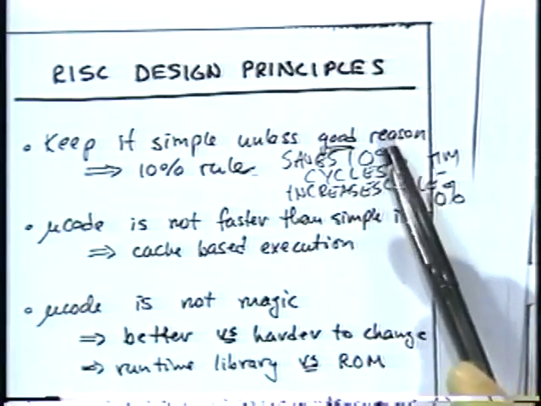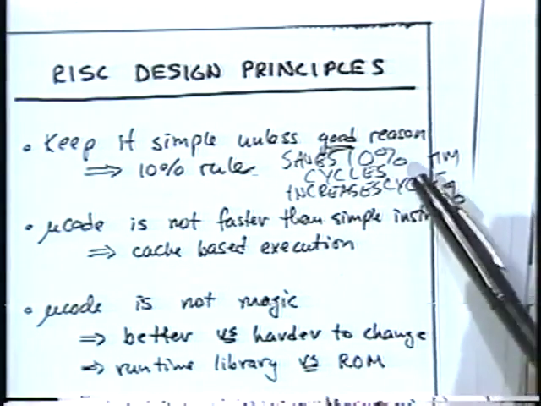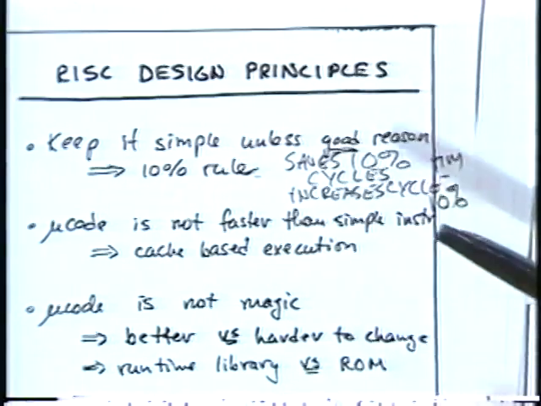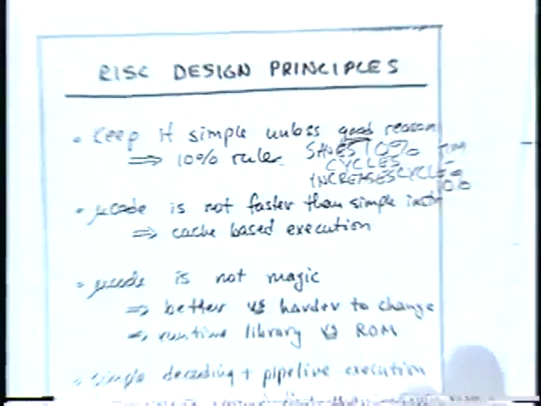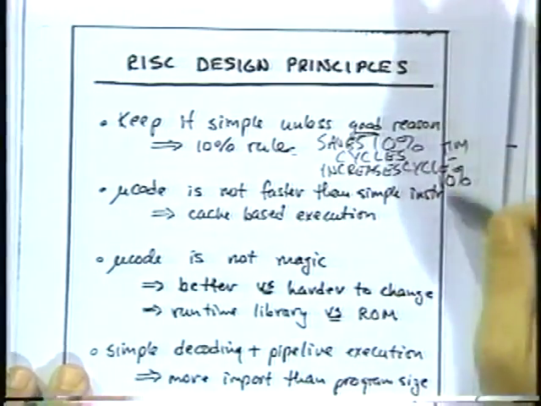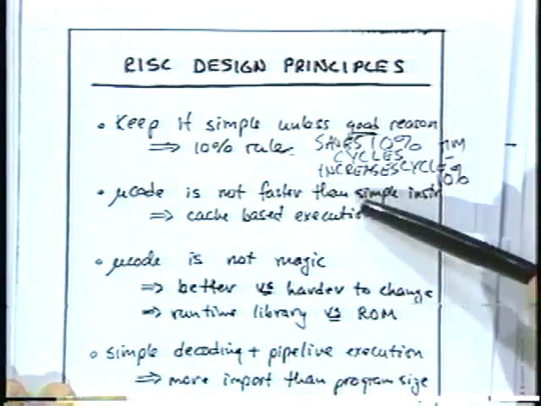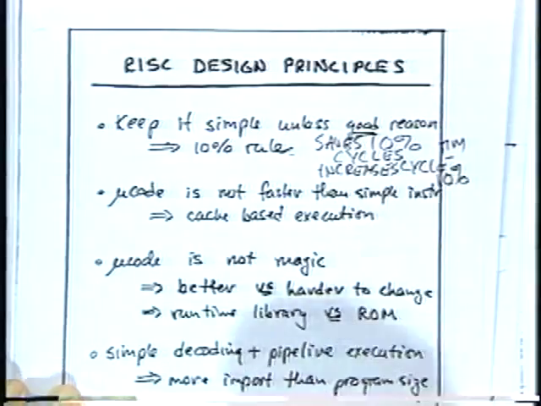So we made a real emphasis of trying to keep things simple, and a way you can build faster computers is to shrink the cycle time, and that idea wasn't paid a lot of attention to for a while. The other design principle is microcode is not faster than simple instructions, especially for a cache-based execution.